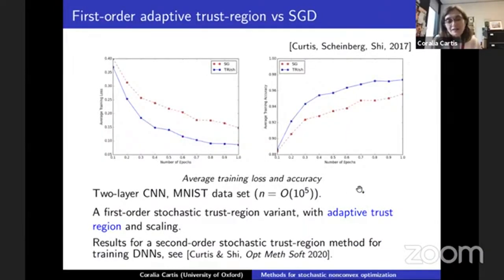Then on MNIST, there is a bit of progress. There is a new paper that Frank did where they looked at doing second order in this kind of trust region-ish framework.